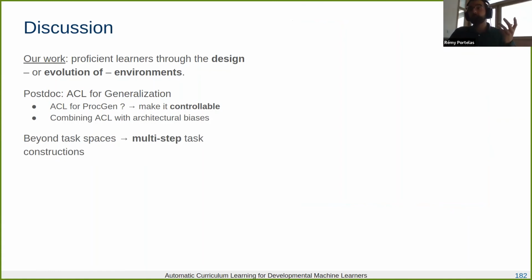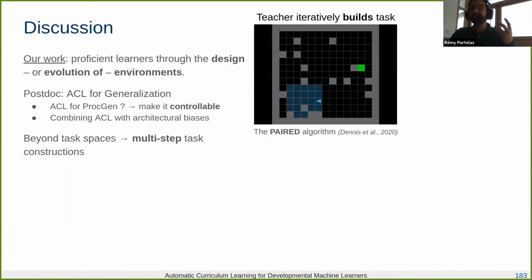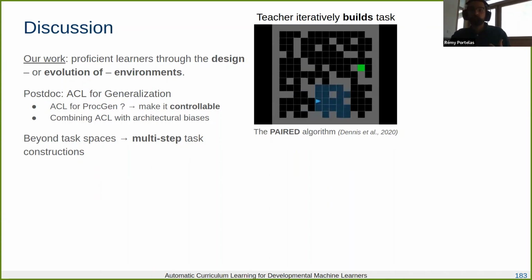And in the long term, another subject we would like to study is the design of teacher algorithms able to iteratively construct procedural tasks. So the teacher is no longer sampling from a predefined task space. It is a builder policy that assembles an environment step by step. An important milestone in that direction is the PAIRED algorithm from Dennis and colleagues. So in a recent paper, they show that their approach is able to iteratively construct mazes of appropriate difficulty by choosing where to put the agent, the goal, and then obstacles around the map. And as you can see on the video, this leads to quite complex mazes.